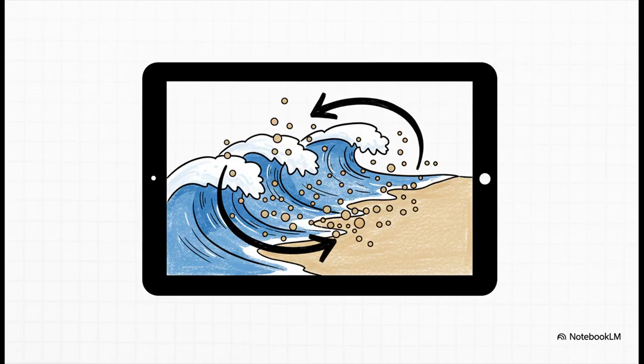Now, these are not crystal balls. Think of them more like digital laboratories. They're built on the fundamental laws of physics, and they let us simulate that complex dance between the waves, the currents, and the sand. It's really our best window into the possible futures of our coasts.